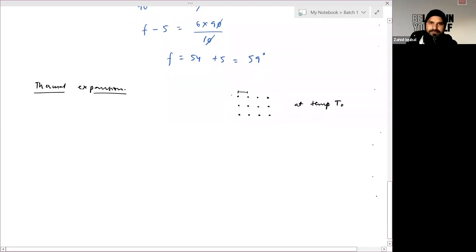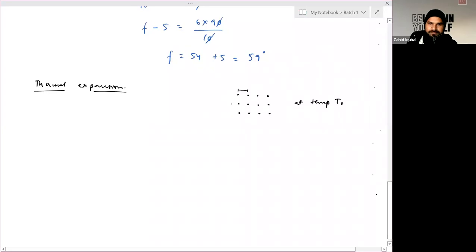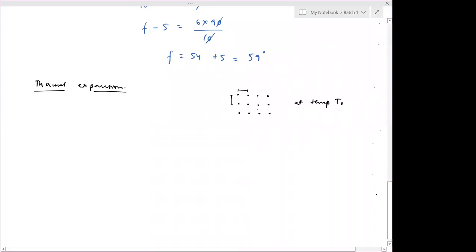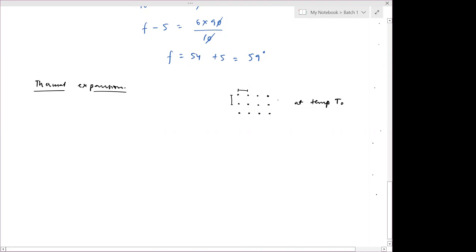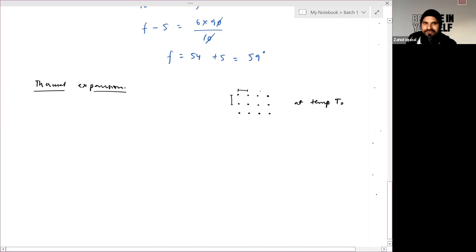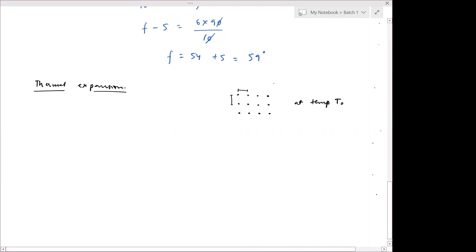Khalid, yes, sir. What will happen on increasing temperature to its separation? Sir, it will get closer to each other, the particles. Get closer or get far away from each other? I think far away from each other.